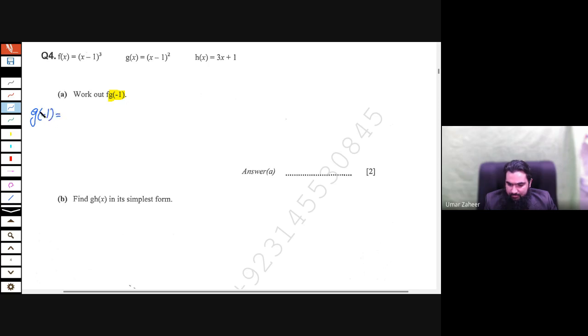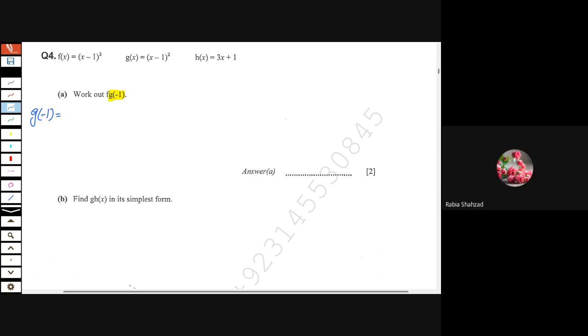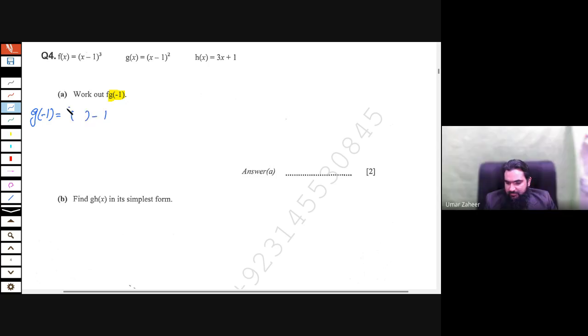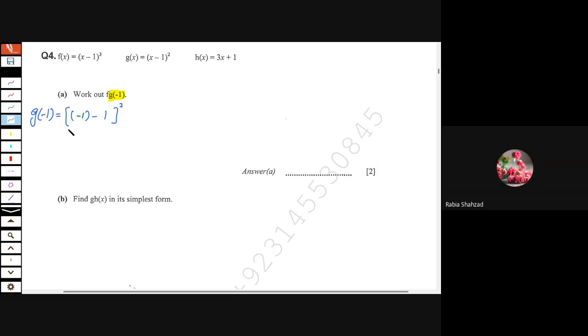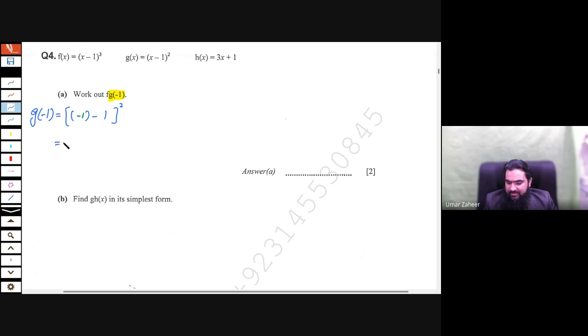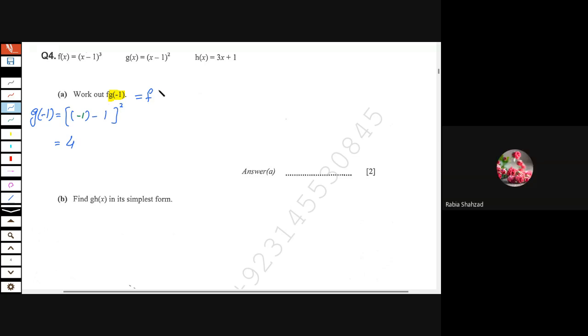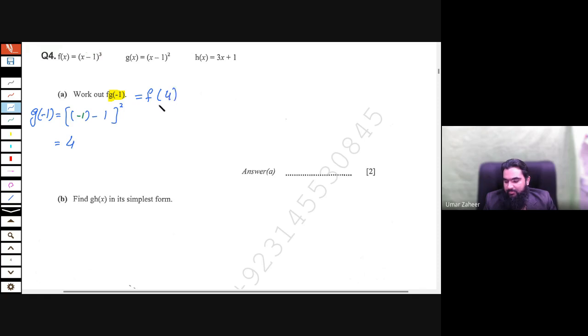So what is the structure of g? It's x minus 1 whole squared. And at the place of x, what do we have to substitute? Minus 1. Now minus 1 minus 1, minus 2 squared will be 4. Now we will get the value. So in f we have to substitute g of minus 1. What is the value of g of minus 1? 4. Now we have to write the structure of the function.